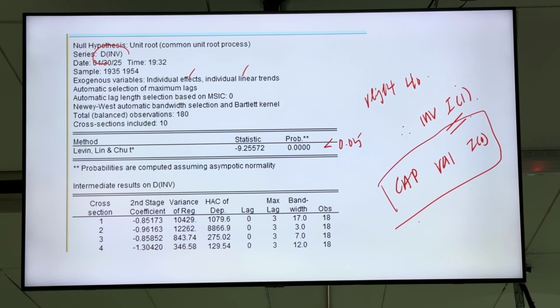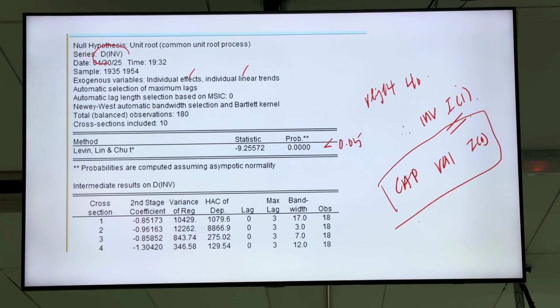Because I1 means what? I1 means you cannot control, right? Because the series is non-stationary. If you combine the non-stationary series with the stationary series in one equation, you will create the spurious regression. That's what we discussed in the time series, right? Spurious regression.